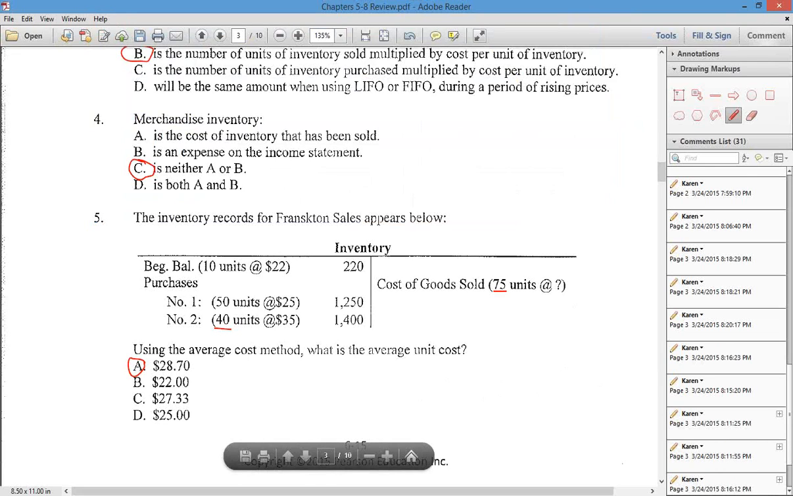And to do that, again, I added up 220 plus 1250 plus 1400. That's my total cost available for sale, and divided it by my total units available for sale, which were 100, to get my average cost per unit of 2870.